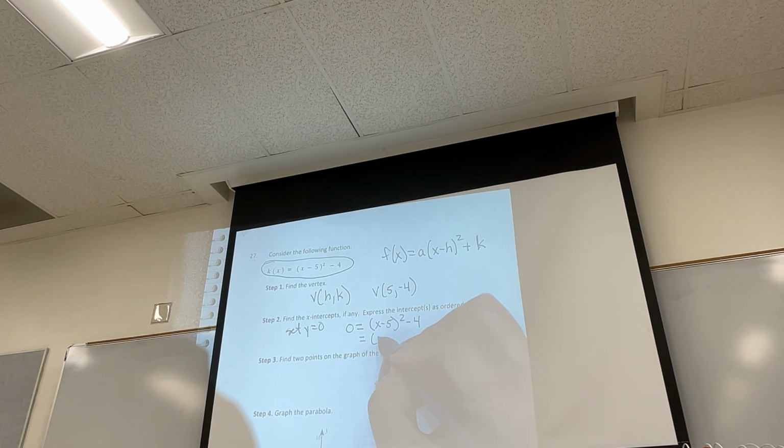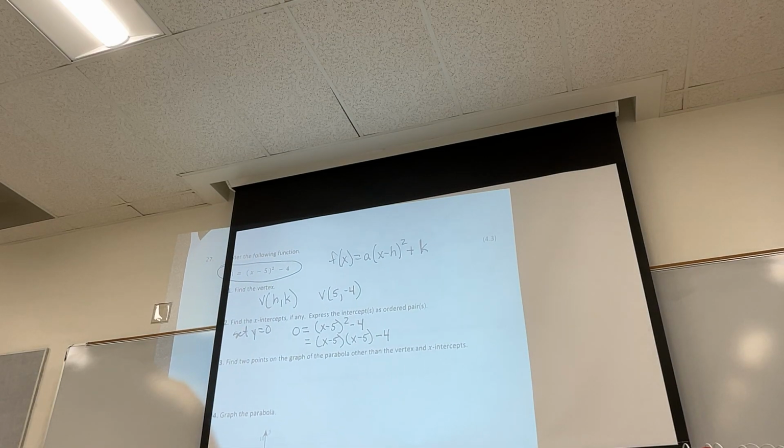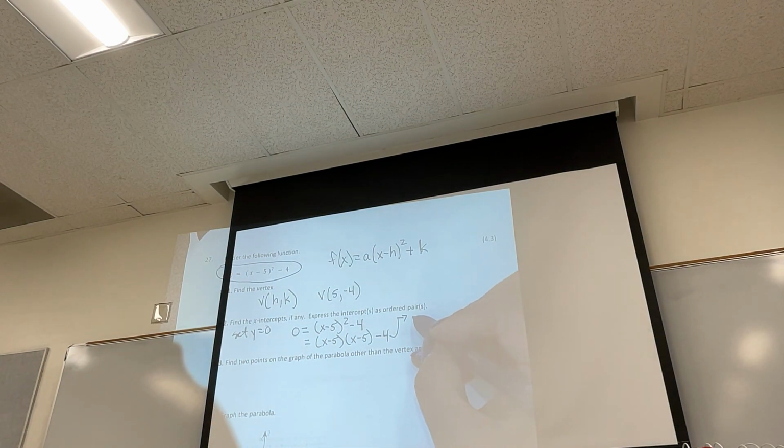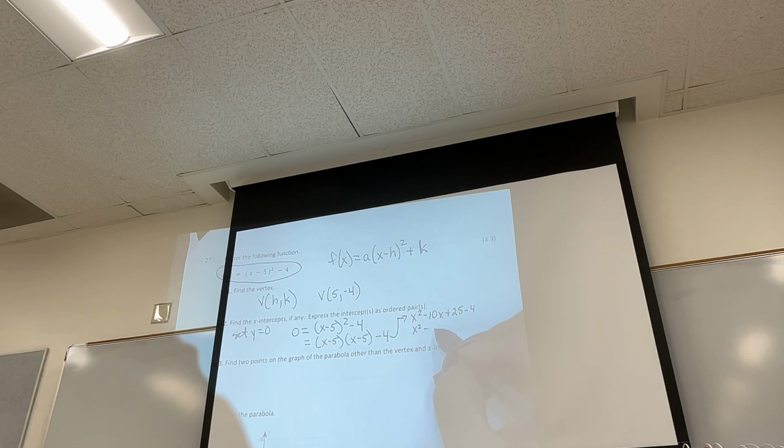So that is (x minus 5) squared, yes? Or some of you might move the 4 over and use square root. That's okay too. It's up to you. There's more than one way to get to the right ordered pair. I'm going the long way so we can practice our FOIL, okay? That's x squared minus 10x plus 25 minus 4, x squared minus 10x plus 21.